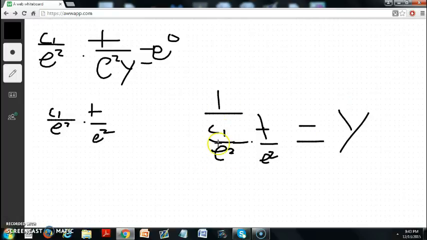And saying this is the same thing as saying e to this to the negative power. So as your final result, you will get y equals e to the negative c1 over e squared t over e squared. And those two are multiplied by each other, and we leave them separate for a reason. But this is going to be your final answer.